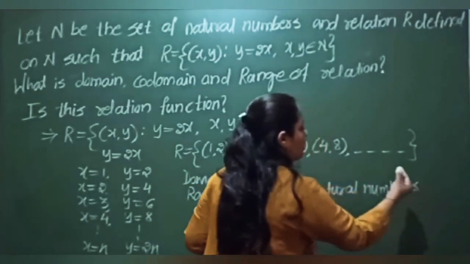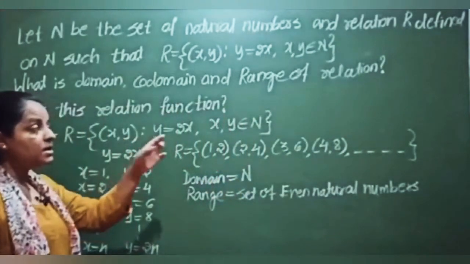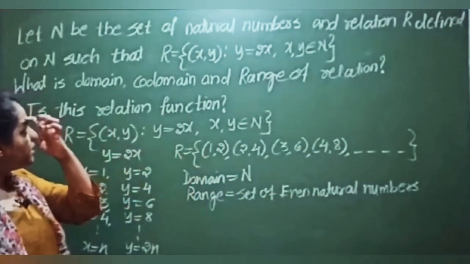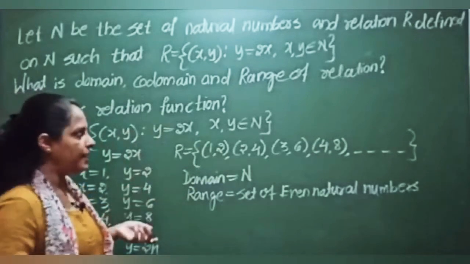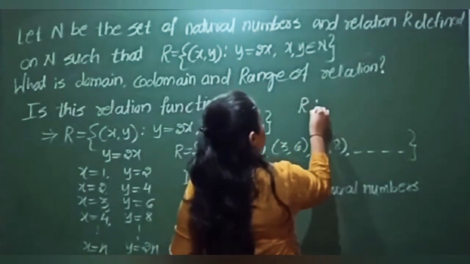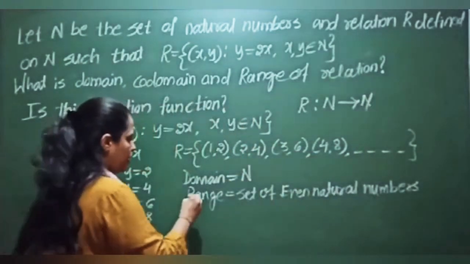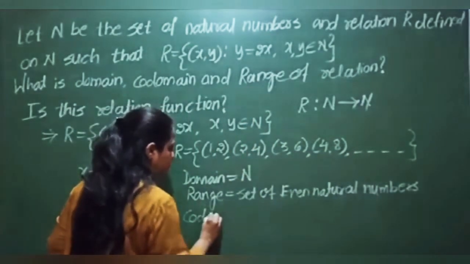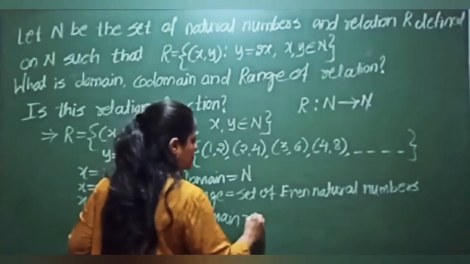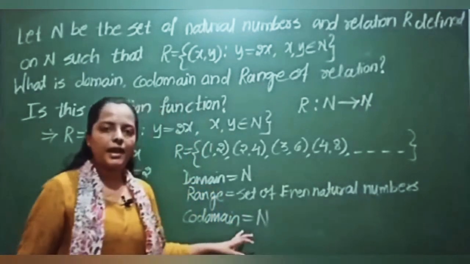And what is the codomain? You know the codomain is always the second set. So what is the second set? The relation is defined on the set N, meaning the relation is defined from the set of natural numbers to the set of all natural numbers. Therefore the codomain of this relation is the set of all natural numbers.